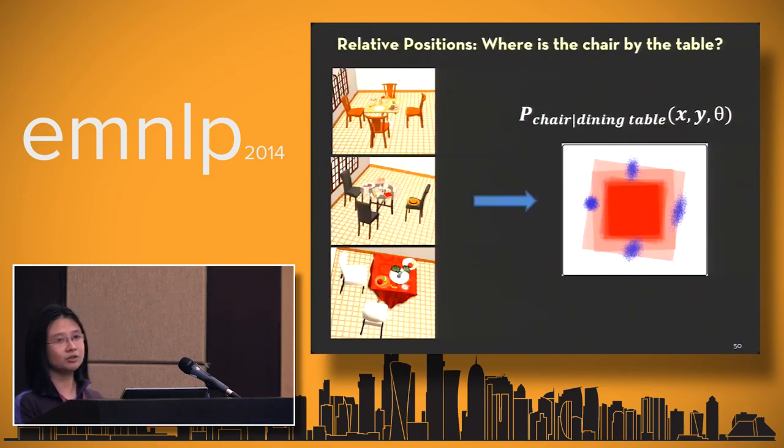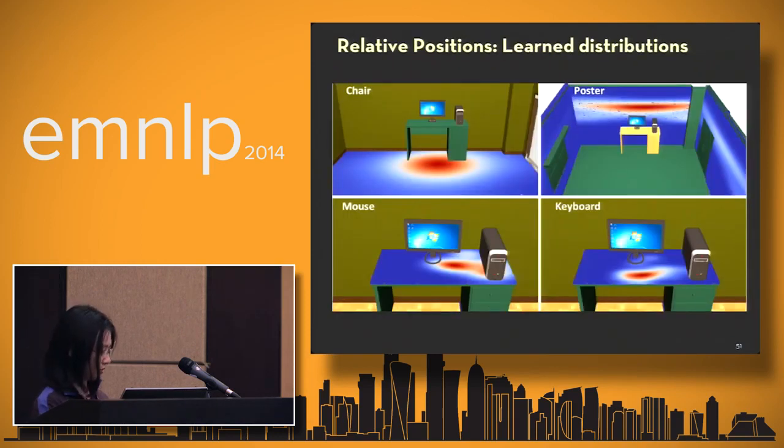And similarly, we can use the scenes to get priors on how things should be oriented with respect to each other. Like if you have a bunch of dining tables, you can observe the chairs go around it. And this is, again, a visualization of our learned distributions. So here, if we ask the system where would the chair go with respect to the table, it would be here. Poster would be here along the wall, and mouse and keyboard would be most likely there.